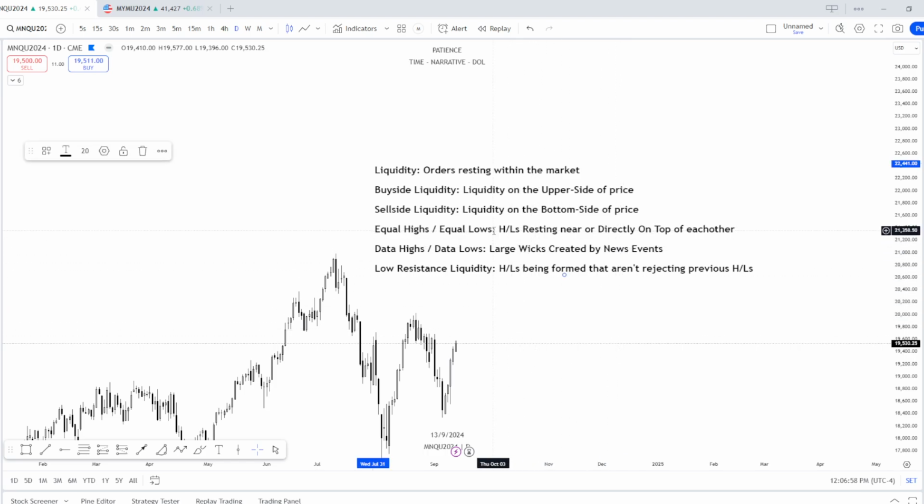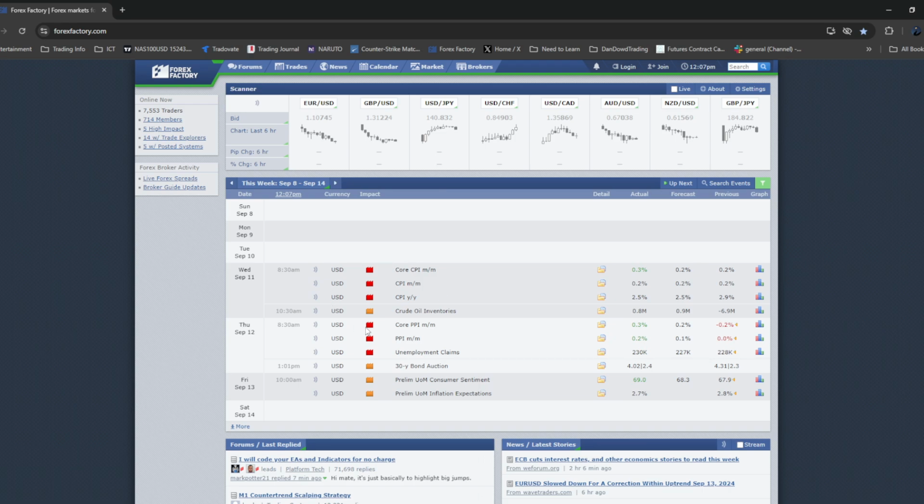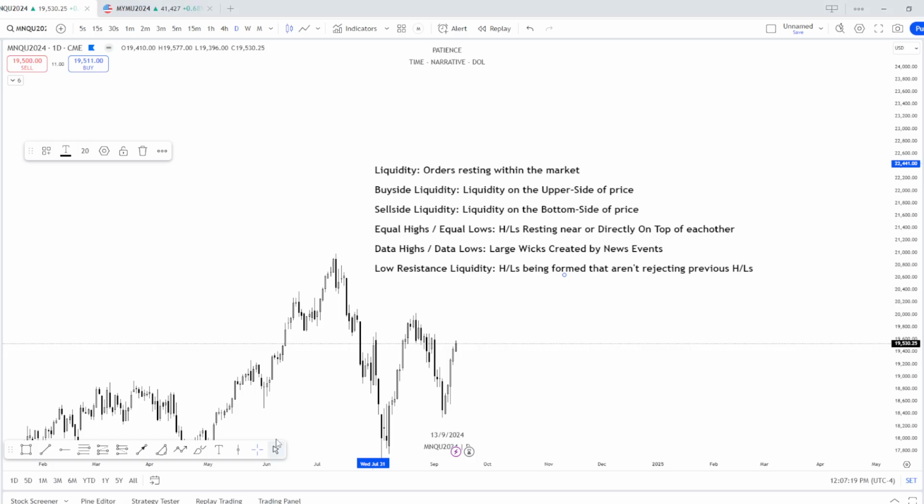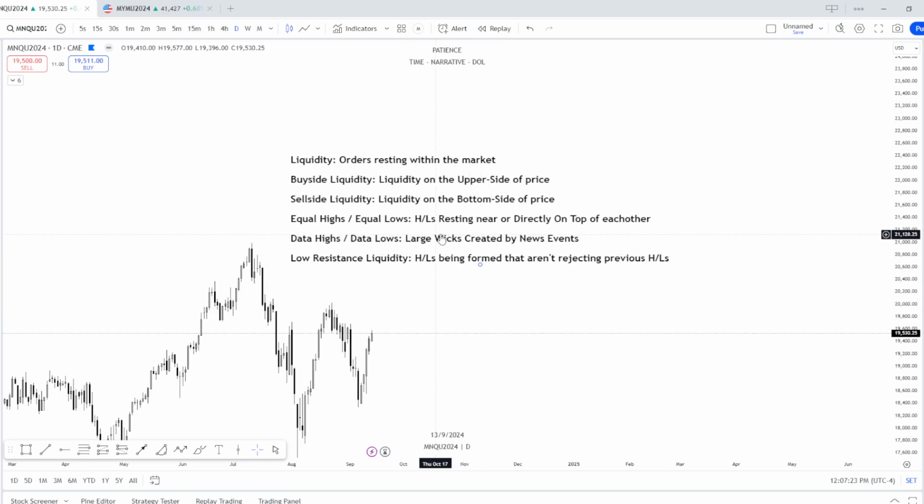So if you've been trading for a little bit, obviously you'll know that we have news events that come out. We have 8:30 news, we have 10 a.m. news. We have all of these different news events that come out. And you can find all of these news events on this website called Forex Factory right here. It shows you all of these news events that come out. So data highs and data lows are essentially, like I said, just large wicks created by news events getting released.